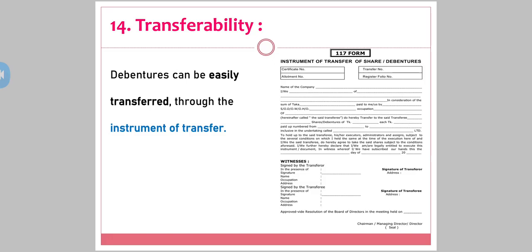To transfer means to hand over to someone else. See, debentures can be easily transferred through the instrument of transfer. Instrument of transfer means there would be a form you have to fill, that this A, B, C person wants to transfer the share to XYZ person. So yes, there would be an instrument of transfer, or I can say a transfer form, which a debenture holder is supposed to fill, and this could be easily transferred to someone else.